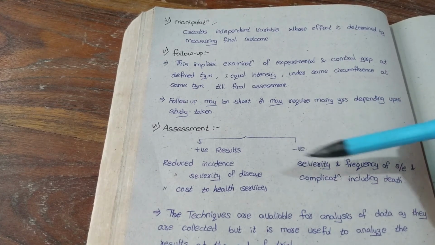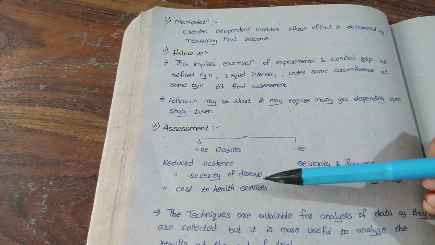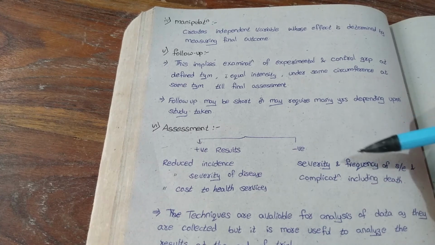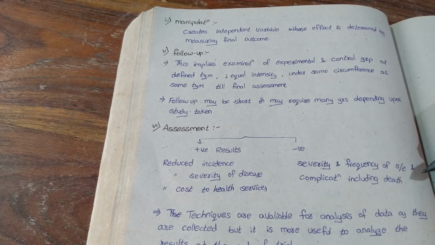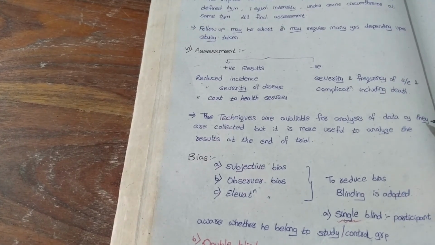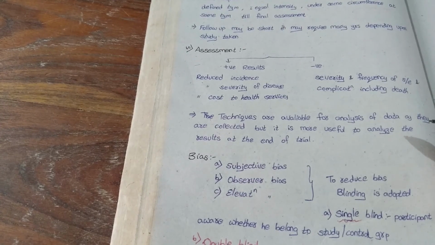Assessment, positive results and negative results. Positive results, they reduce the incidence, reduce severity of diseases and reduce cost to the health services. Coming to the negative, severity and frequency, side effects, complications including death. Techniques are available for the analysis of the data as they are collected, but it is more useful to analyze the results at the end of the trials.